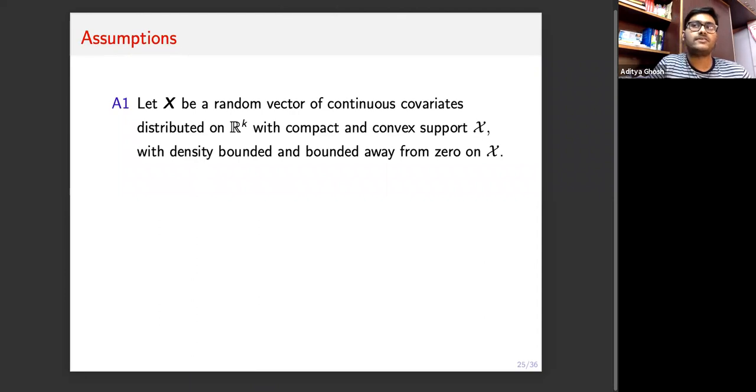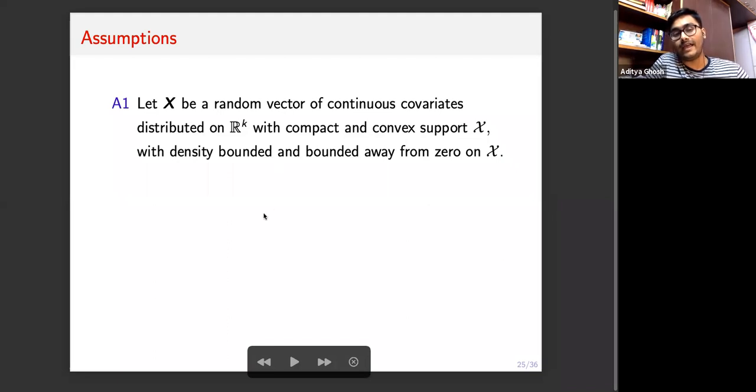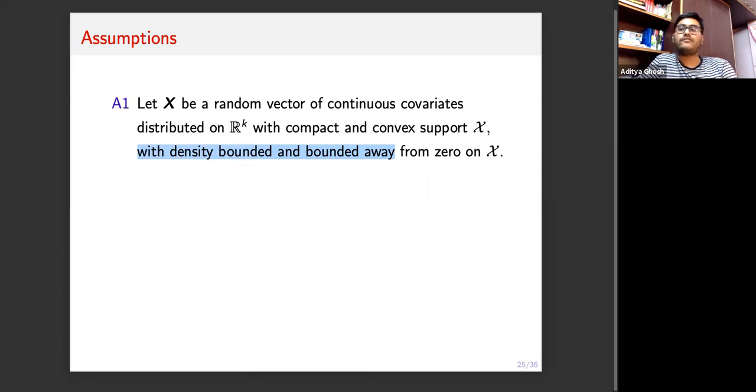And they actually depend on many assumptions, so I will read out the assumptions one by one. The first assumption is a more modest one. It is on the support. What should be the support of X? We assume that it is a compact and convex subset of R^K. And then the next part may seem not very modest, because we are assuming that it has a density first of all, and the density is bounded and bounded away from zero.